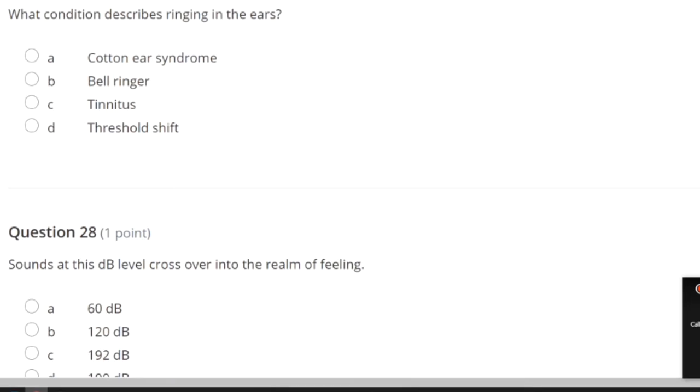Question 27. What condition describes ringing in the ears? A. Cotton ear syndrome. B. Bell ringer. C. Tinnitus. Or D. Threshold shift.